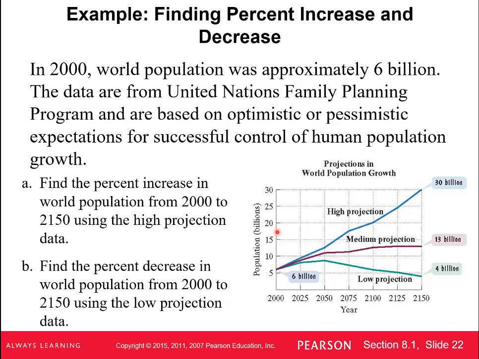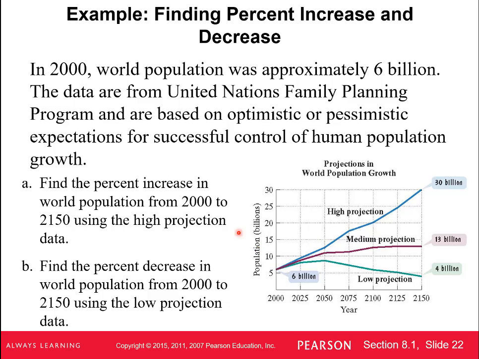In 2000, world population was approximately 6 billion. The data that you see on the screen are from the UN Family Planning Program and are based on different expectations for the future of human population growth. There is one projection that assumes population growth is going to remain high, one projection that says it's going to be sort of in the middle, and one projection where human population growth is going to be low. These are models or projections of world population growth.